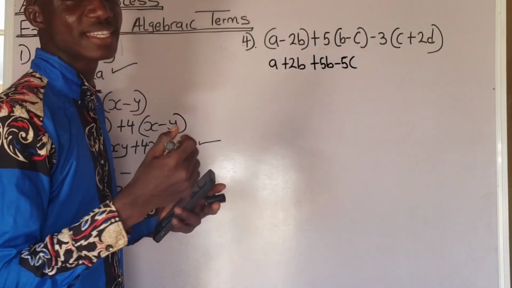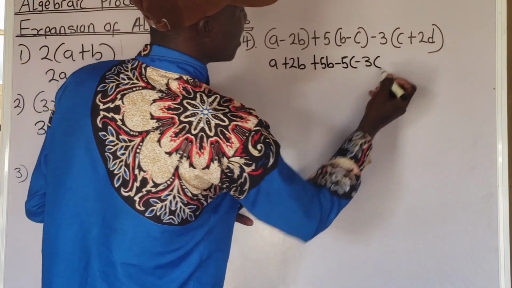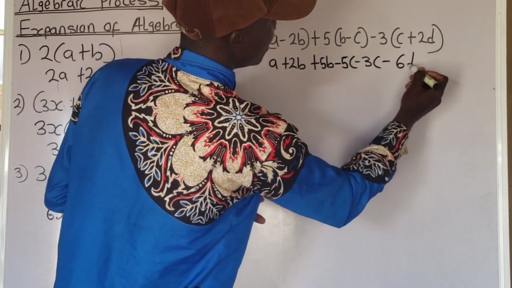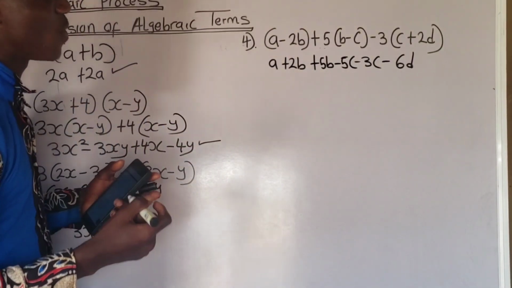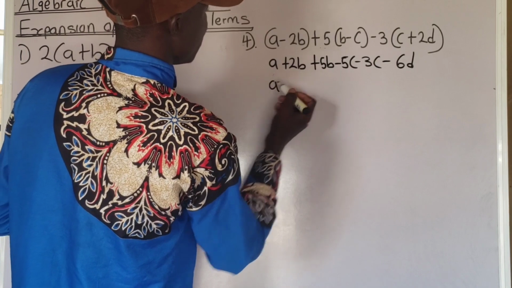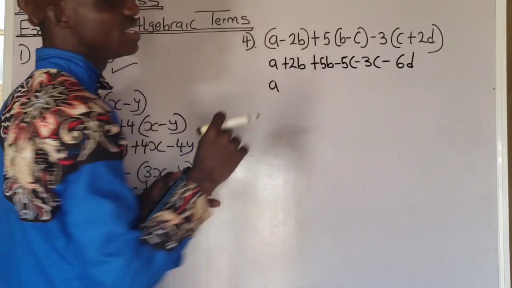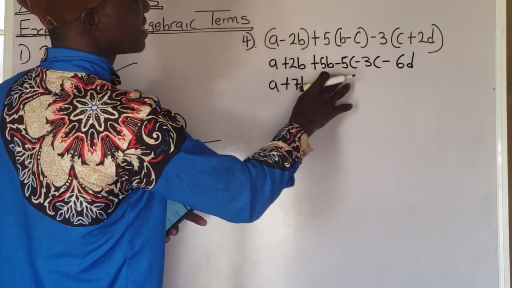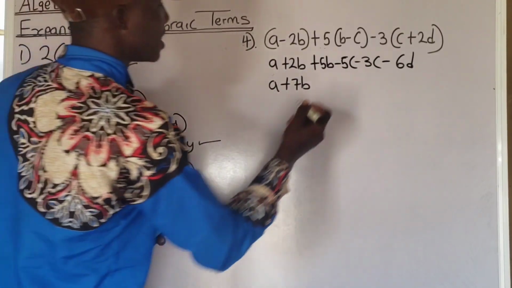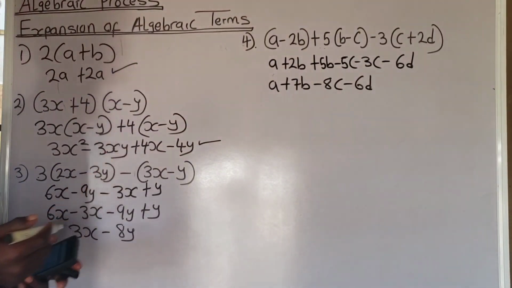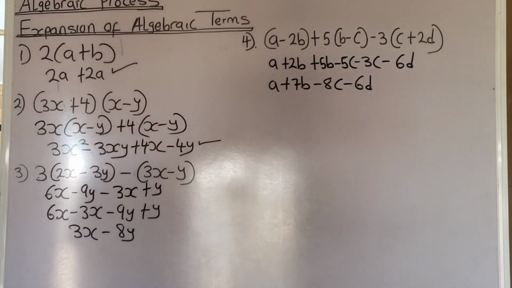Negative 3 multiplied by c. That will be what? Negative 3c. And negative 3 multiplied by 2d. That will be what? Negative 6d. Do you understand? Okay? Now, let us collect like terms. We have a, 2b plus 5b, that will be what? 7b. So I'm going to have a plus 7b. Okay? Negative 5c, negative 3c, that will be what? Negative 8c, negative 6d. Do you understand? That will be the simplified version of question number 4. Okay? Let's move to another question.